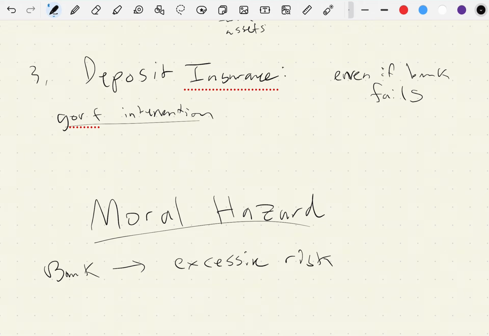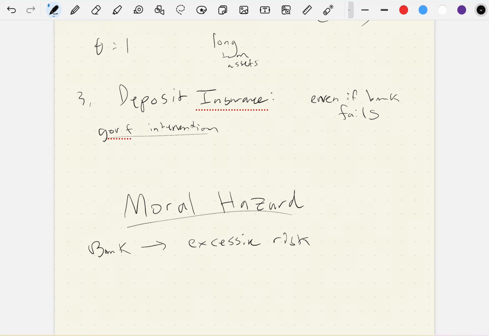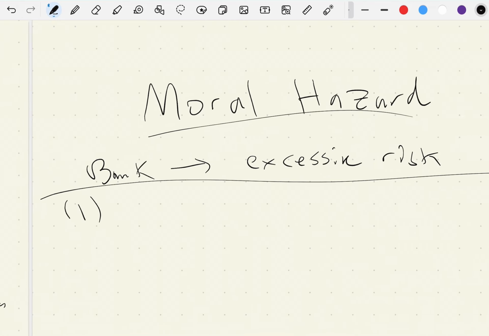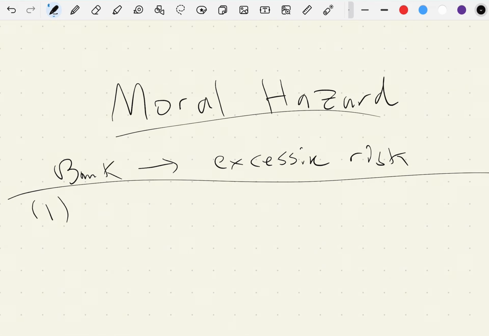And knowing that if the bets pay off, the bank can keep the profit, but if the bets fail, the government or the taxpayer will cover the losses. The government is funded by us, the taxpayers. So this creates a fundamental trilemma of banking regulation. It's a trilemma, not a dilemma, because there are three things involved.